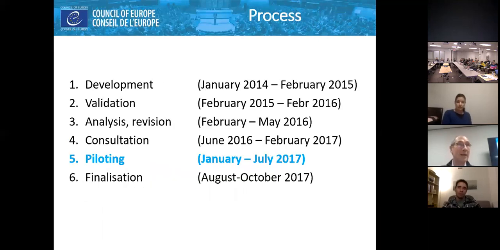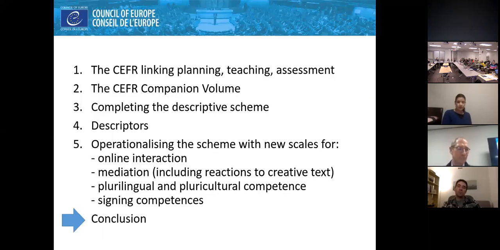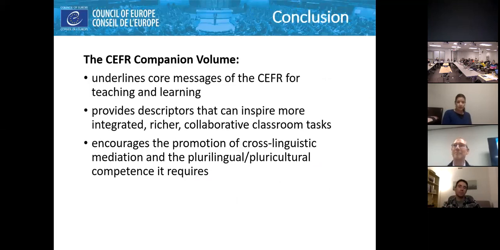After that, we had piloting, and there were a whole bunch of pilots in different sectors for different things, a total of 66 pilots. And that's it, I think. So that's how it all went.